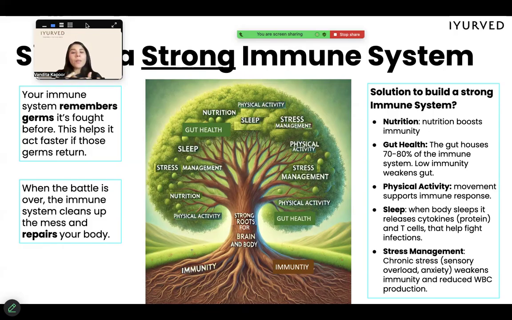Last, when I talk about stress management, I know our children don't have the kind of stress we have, but the kind of stress they show is sensory overload and anxiety. And both these things can weaken the immunity. And it will also reduce the production of WBCs, white blood cells. So it is very, very important to keep the stress levels or sensory overload of the child extremely low.